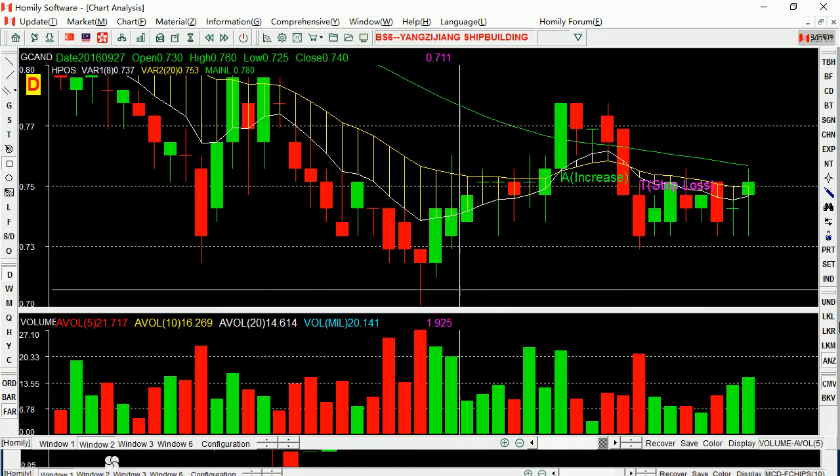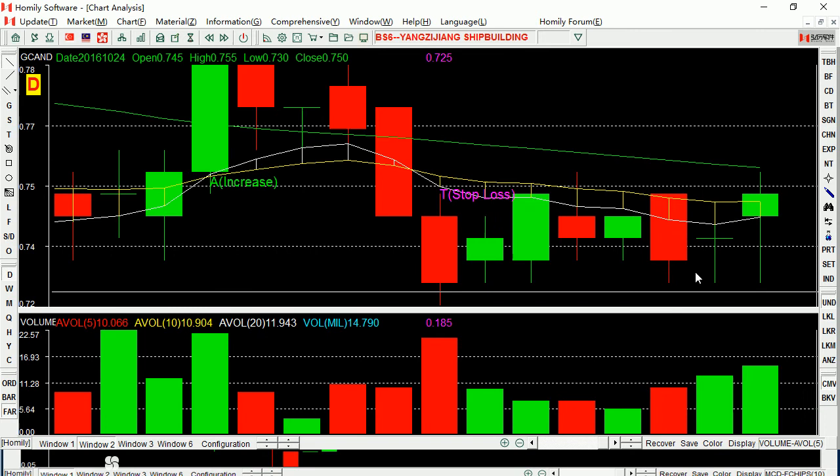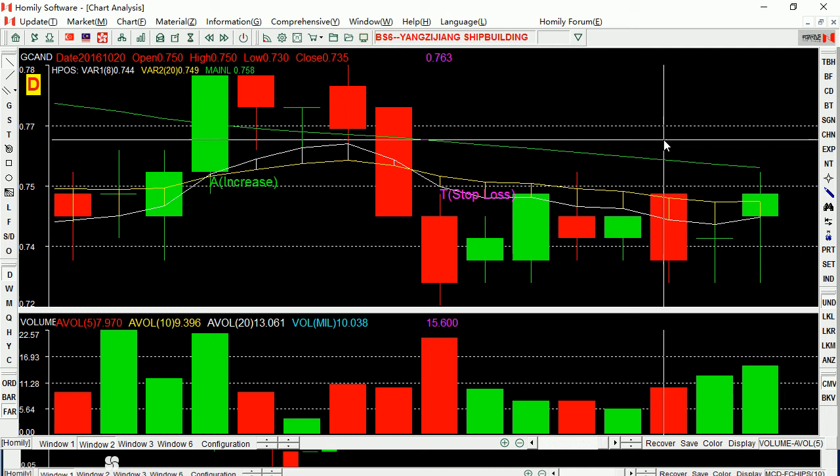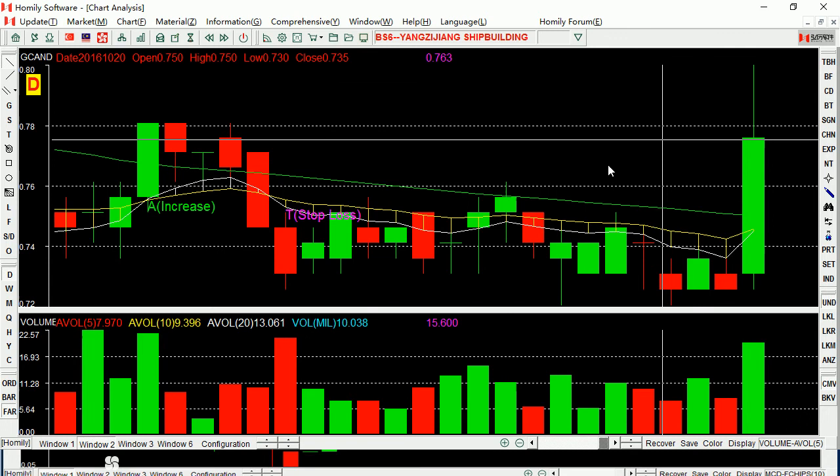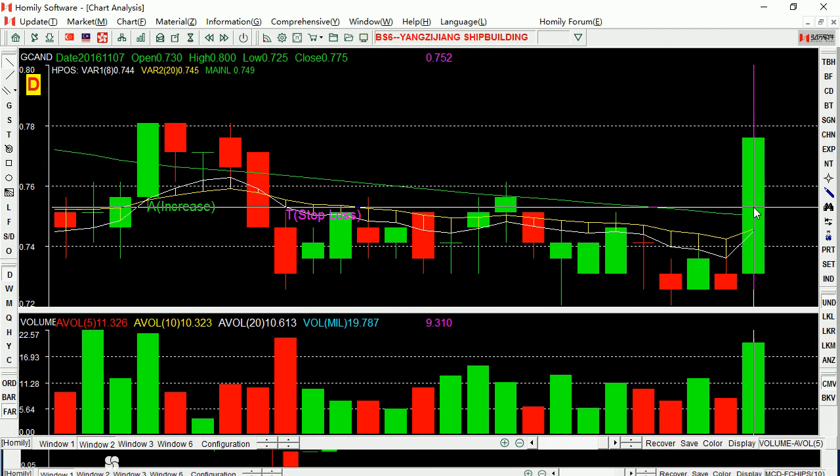Here, can we buy or not? Can buy or not? Okay. First buy point, right? But you should know this is only the first buy point, right? So maybe you missed another chance. Here, can we buy or not? Yeah, we can see here.